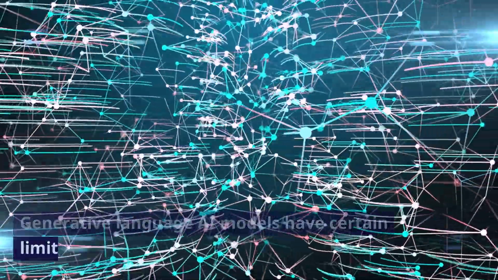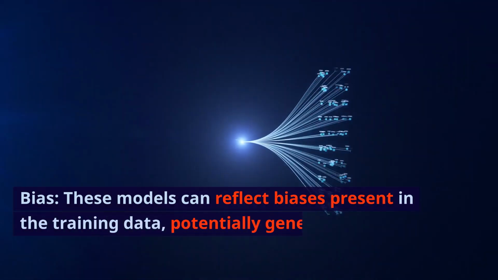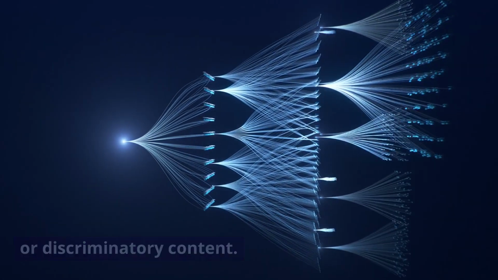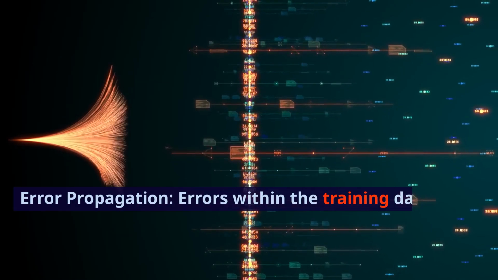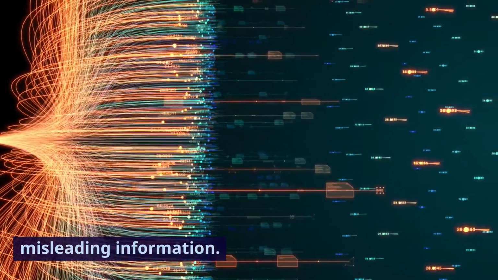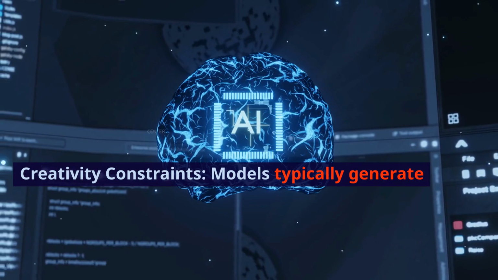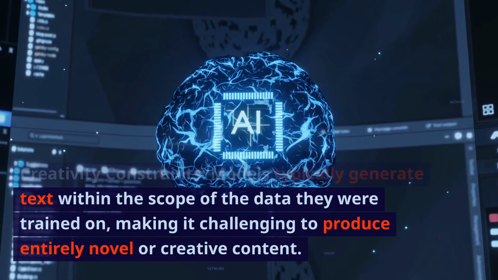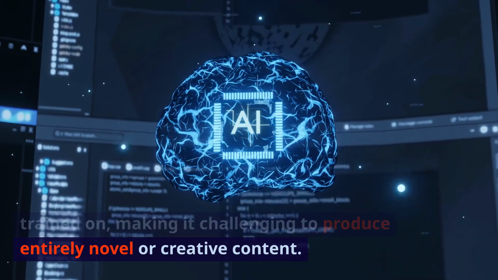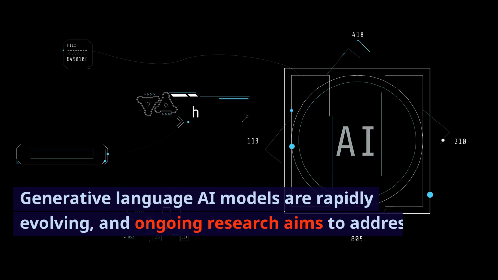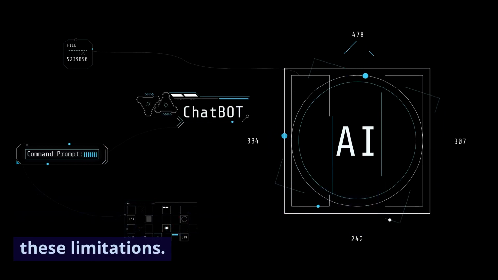Generative language AI models have certain limitations. Bias. These models can reflect biases present in the training data, potentially generating biased or discriminatory content. Error propagation. Errors within the training data can lead to the generation of inaccurate or misleading information. Creativity constraints. Models typically generate text within the scope of the data they were trained on, making it challenging to produce entirely novel or creative content. Generative language AI models are rapidly evolving, and ongoing research aims to address these limitations.